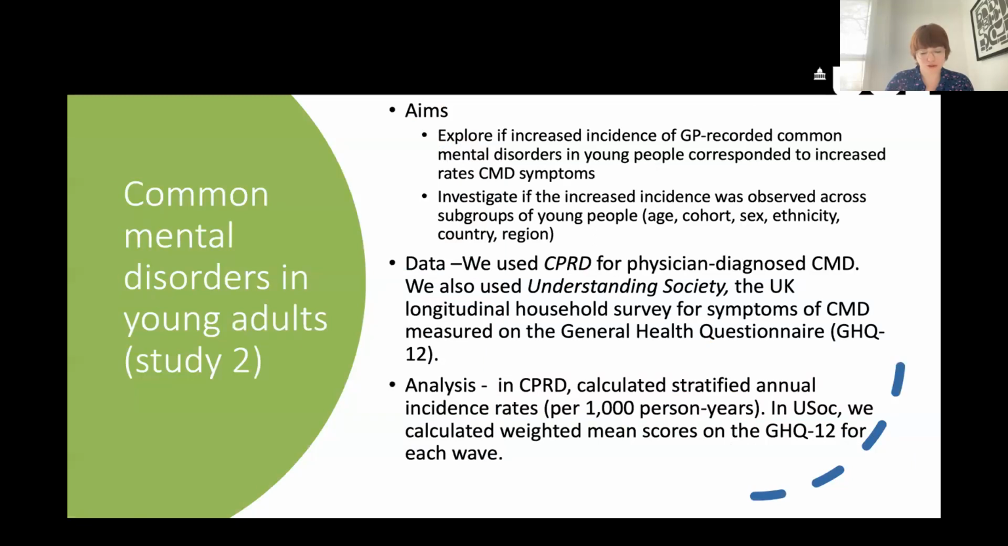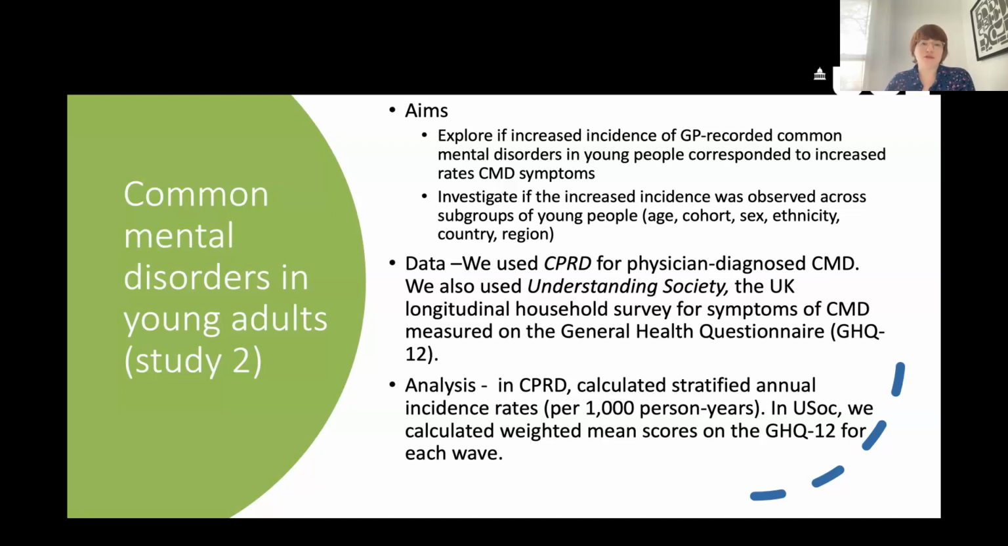Which brings me swiftly on to the next study that followed up from here. So we wanted to explore in more detail what's happening in these youngest age groups. And the first question that we had was if this incidence of GP recorded rates of common mental disorders in young people corresponded to increased rates in common mental disorder symptoms at the population level. And we also wanted to see if this increase was observed across various subgroups of young people, or if it was more concentrated for certain subgroups.